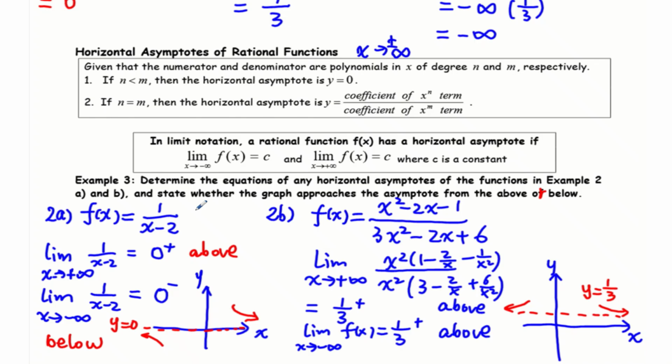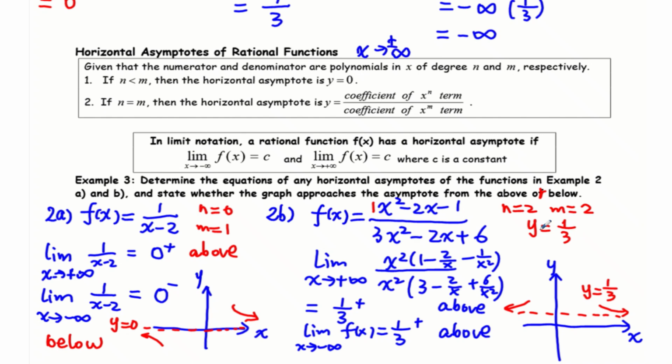So for the degrees, this is 0, this is 1, the degrees n and m. If n is less than m, then you have y equals 0 as a horizontal asymptote. If both degrees are equal, highest degree 2 and 2, then the horizontal asymptote is just the number at front, the coefficient, divided.